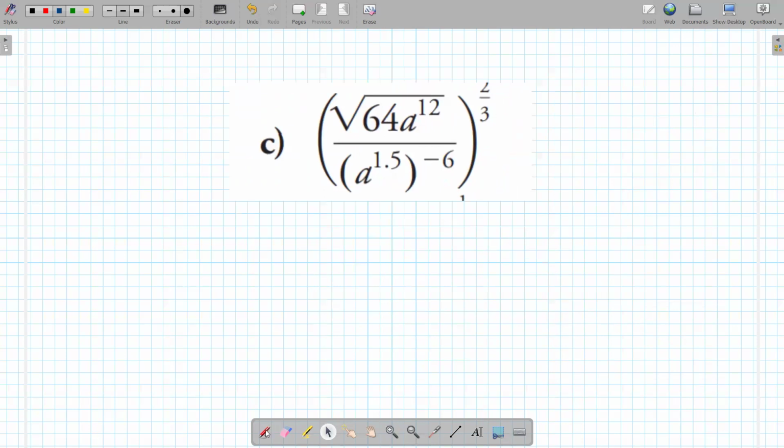Okay, let's try this one. So the outside exponent is positive. We'll just leave it there, 2/3. Let's work on the inside. Square root of 64 a to the 12. What does that simplify to?